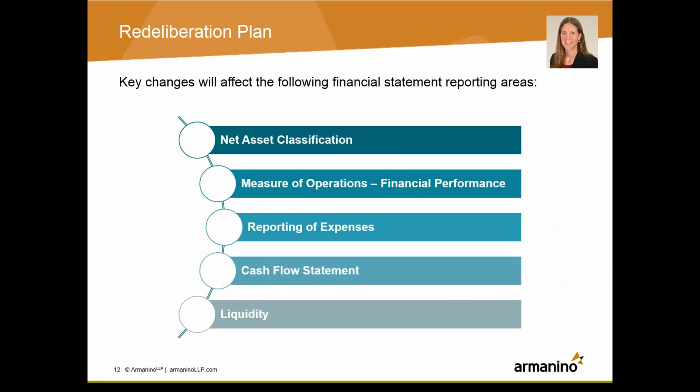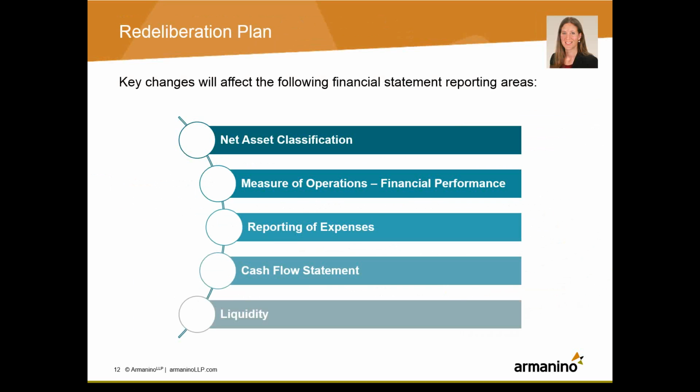Yeah, Dean, that's correct. So when we first told you about the key provisions of the exposure draft in our webinar last year in April, right after the exposure draft came out, we talked to you about these key 5 financial reporting areas that would be affected. So that's the net asset classifications, the measure of operations, reporting of expenses, some changes to the cash flow statement, and changes surrounding disclosure of liquidity.